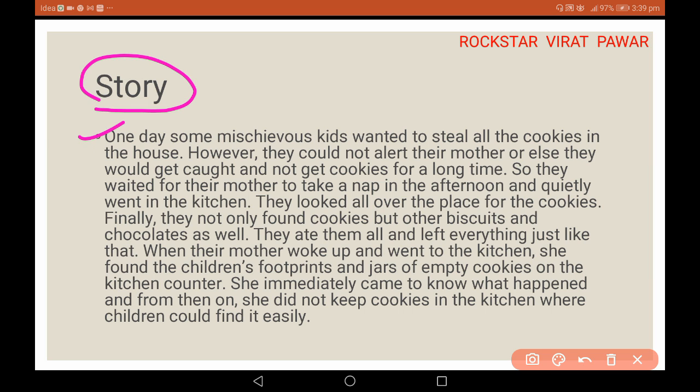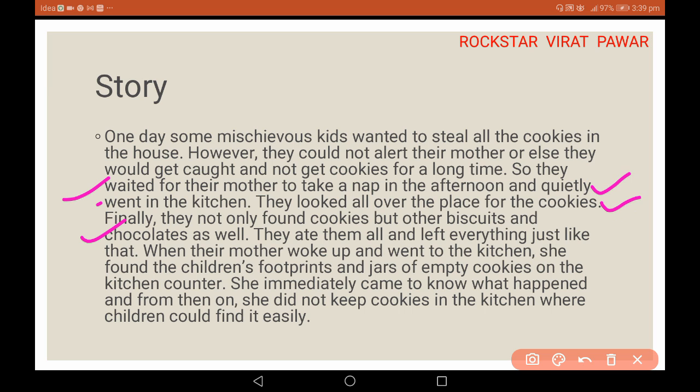One day, some mischievous kids wanted to steal all the cookies in the house. However, they could not alert their mother or else they would get caught and not get cookies for a long time. So, they waited for their mother to take a nap in the afternoon and quietly went into the kitchen. They looked all over the place for the cookies. Finally, they not only found cookies but other biscuits and chocolates as well. They ate them all and left everything just like that.